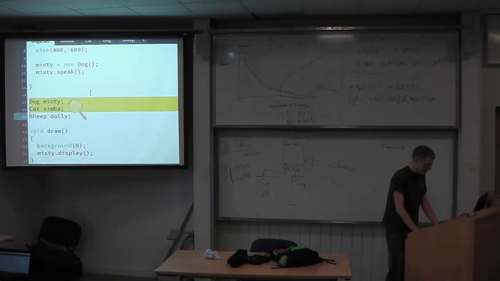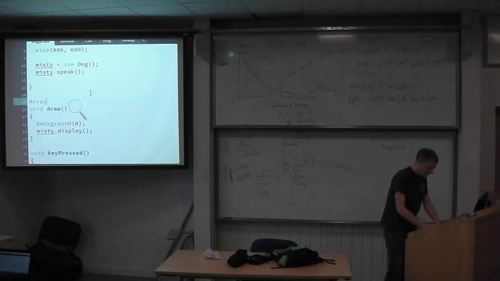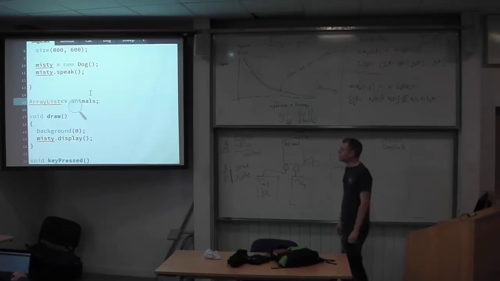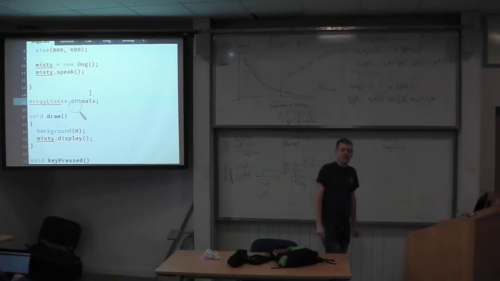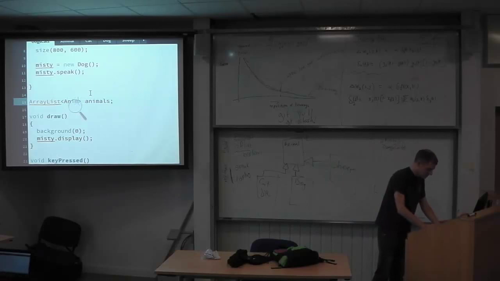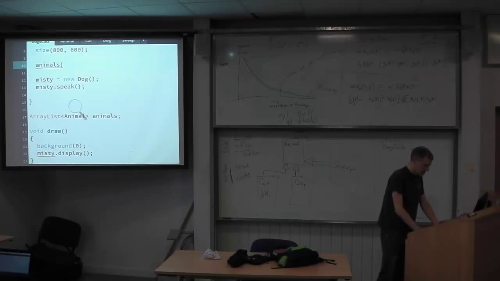Watch this. Okay, there's my ArrayList of animals. Now, we know when we're setting up an ArrayList, we have to pass the type in as a parameter here. What type should we pass in as a parameter? Animal. Very good. So my ArrayList is of type Animal. So over here where I've got Misty equals new Dog and so on, animals equals new ArrayList of Animal. Okay, we can get rid of the Misty dot speak and so on.